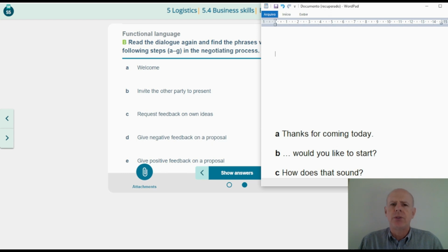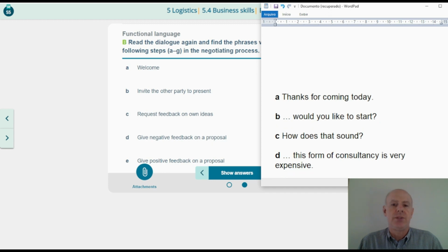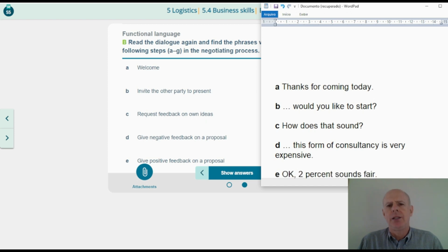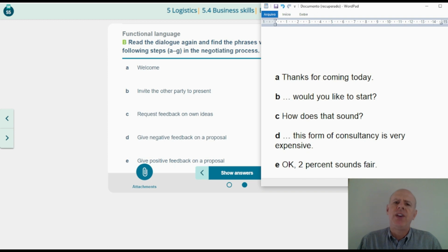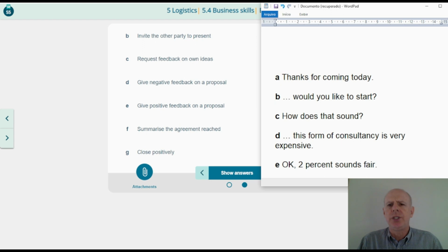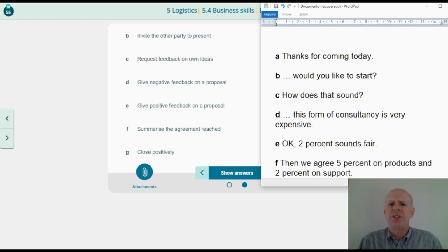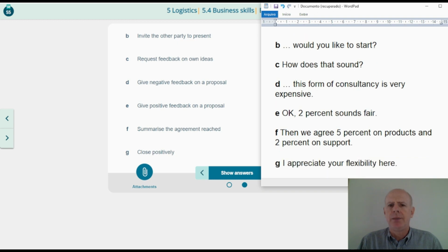Give negative feedback on a proposal. This form of consultancy is very expensive. Do you remember that? Give positive feedback on a proposal. We checked that again. Okay, 2% sounds fair. And finally, summarize the agreement reached here. Then we agree 5% on products and 2% on support. And closing positively. I appreciate your flexibility here.